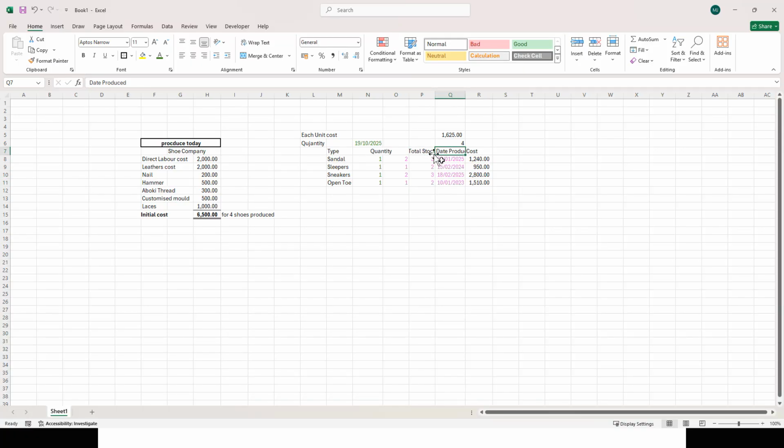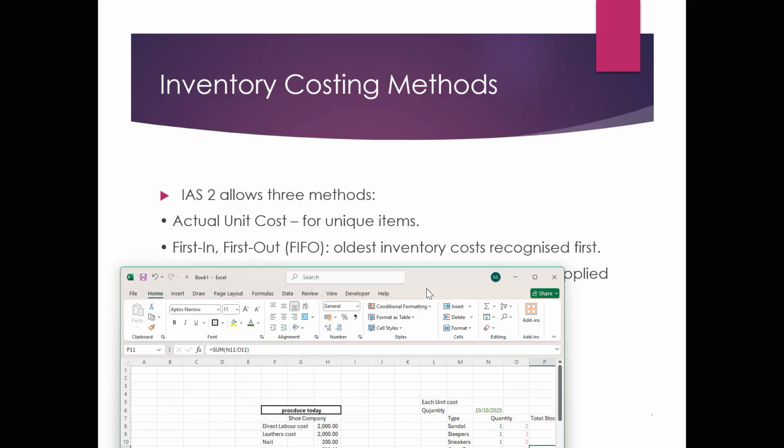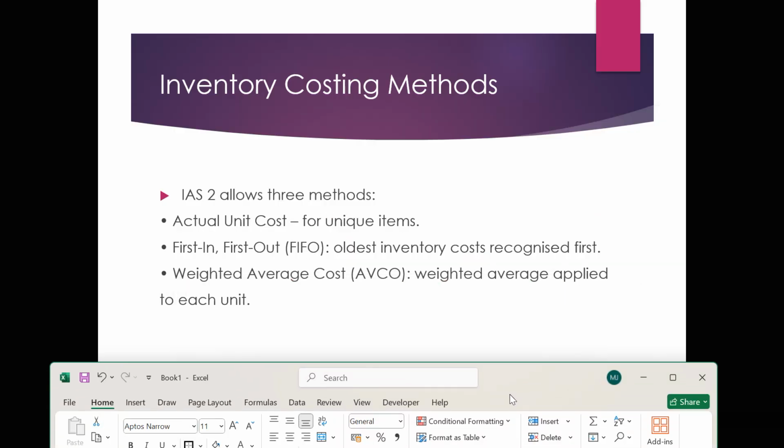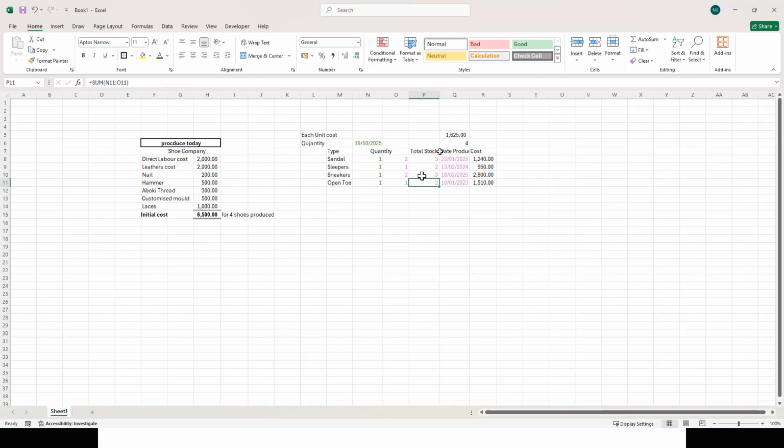So now, according to IAS 2, when we want to sell using the FIFO method, first in, first out, it says the oldest inventory costs are recognized first. So which one are we supposed to sell first within these two stocks? Let's say I want to sell sandals, or sneakers. Which one am I supposed to sell first? Am I supposed to sell this one first or this one first? Why?